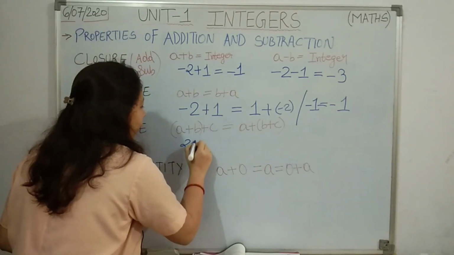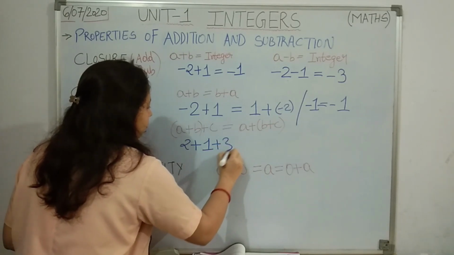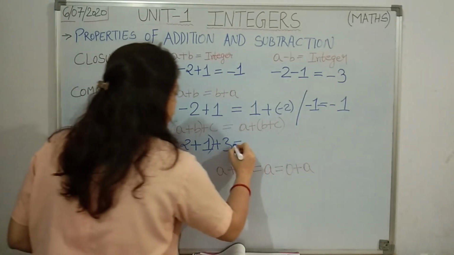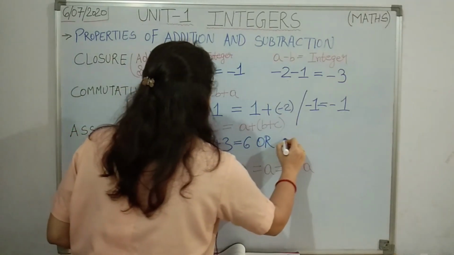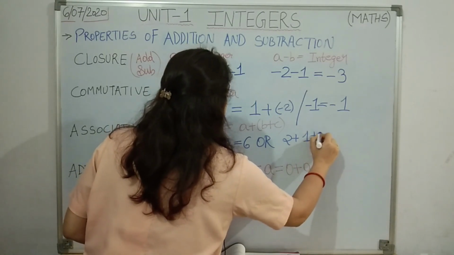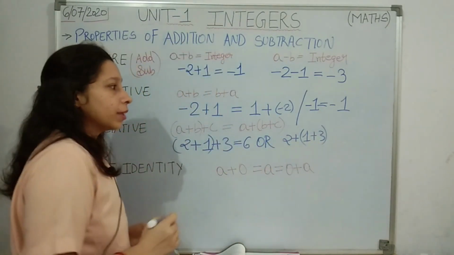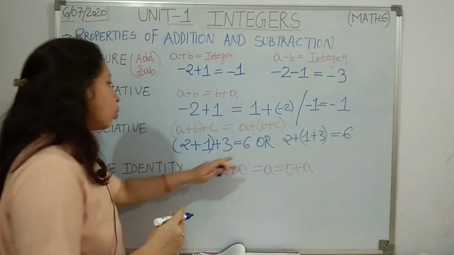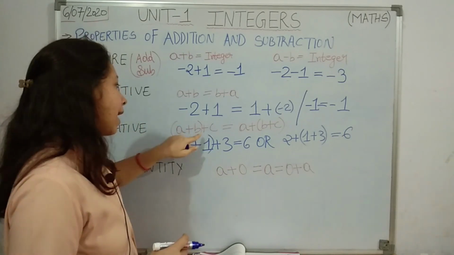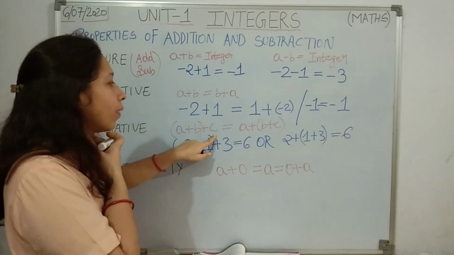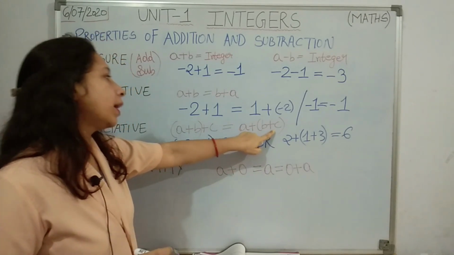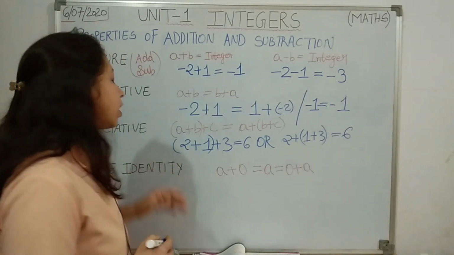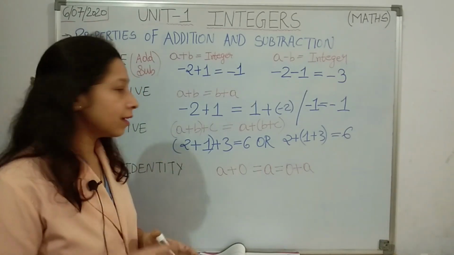Example, 2 plus 1 plus 3. I will add these two numbers first. So 2 plus 1, 3. 3 plus 3, 6. Or 2 plus 1 plus 3. Now I am adding last two numbers first. 3 plus 1, 4. So 2 plus 4, again you are going to get the result 6. So you can see whether we make the first group and add it to the third one, or the sum of last two integers again added to the first one, result is going to be same. So in associativity property we form groups and add the integers.